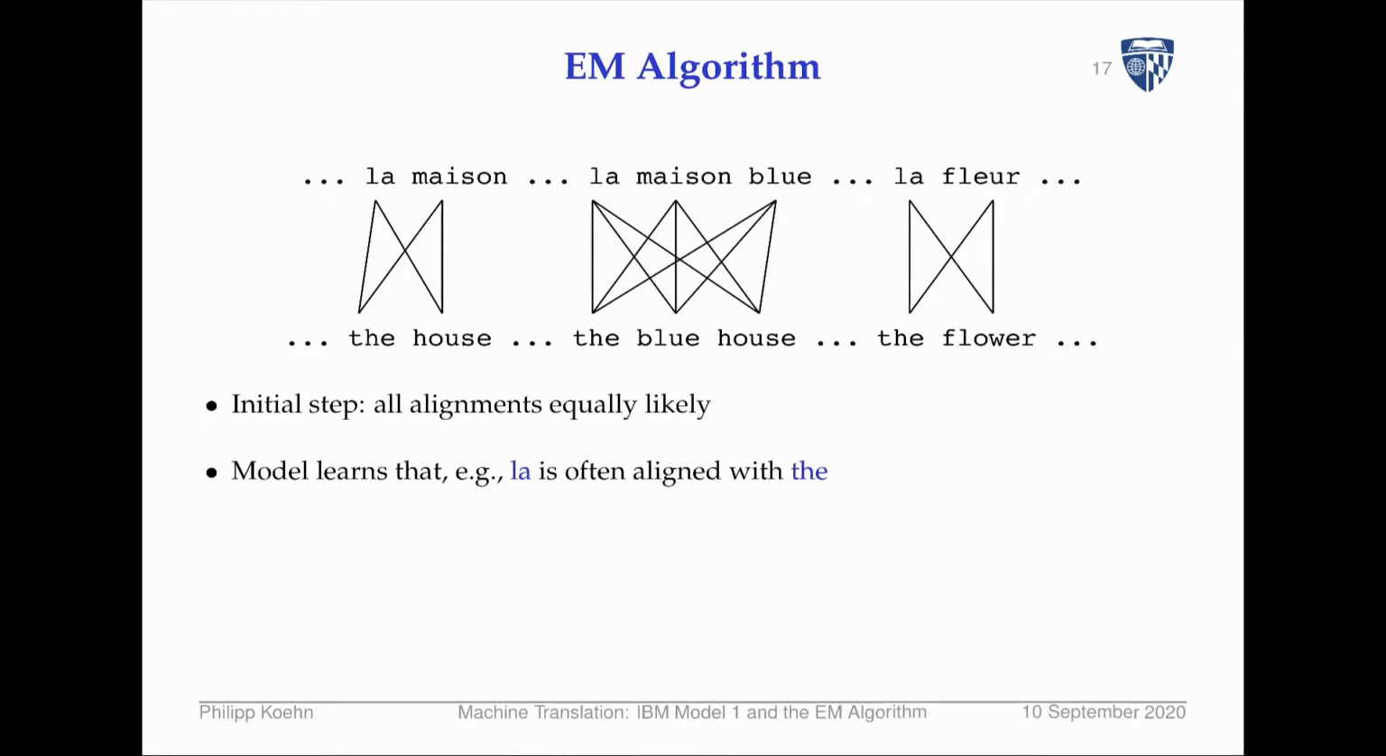Okay, how does that work out? To give you a very simplistic but instructive example, let's say all our data just looks like this. We switched to French just to mix it up. So you have a bunch of French sentences, la maison bleue, la fleur, and they are mapped to English sentences. These are obviously very short fragments. The house, the blue house, the flower. So you have 3 sentence pairs, and you might have some additional data.